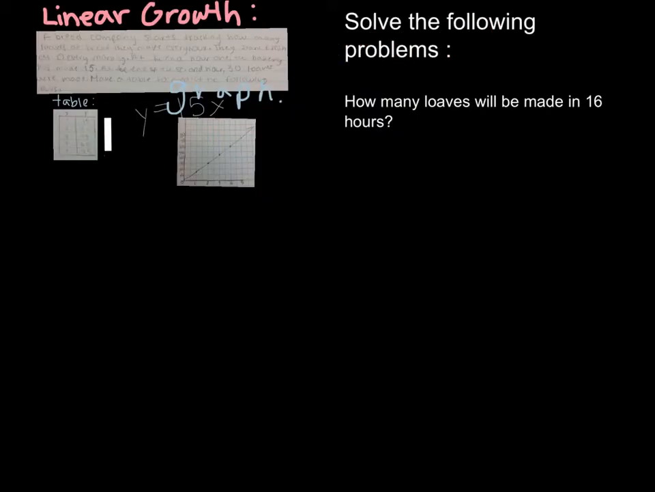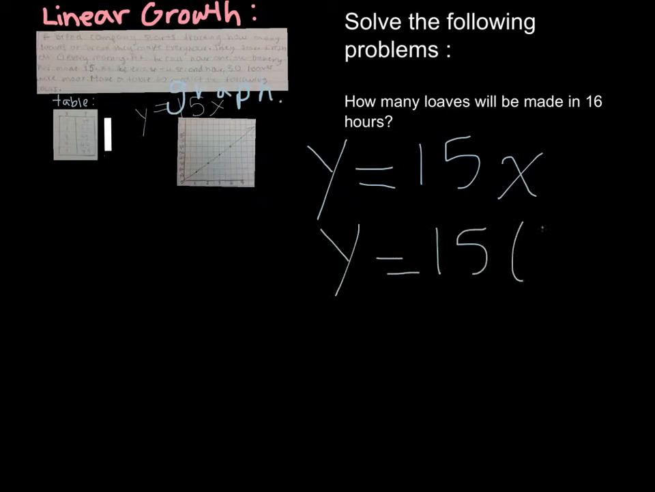Now we need to solve the following problem. How many loaves will be made in 16 hours? To solve this problem, we need to input our known values into our explicit equation. That equation is y equals 15x. Now we already know that the hours is x, so that would be 16, so that would make it y equals 15 times 16, and after you input that into your calculator, you get y equals 240 loaves.